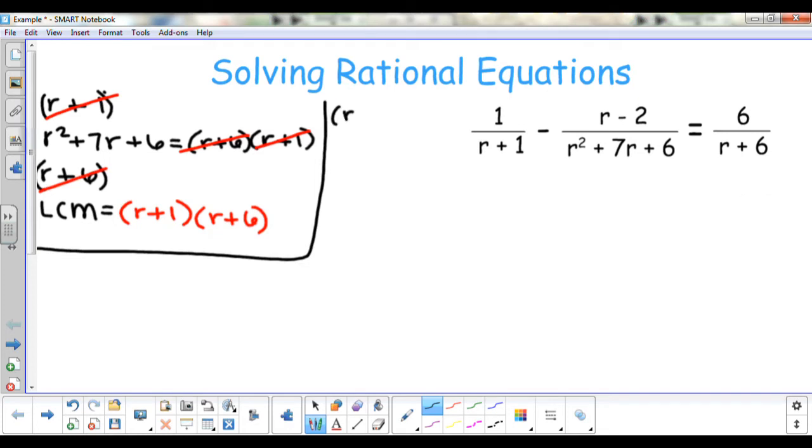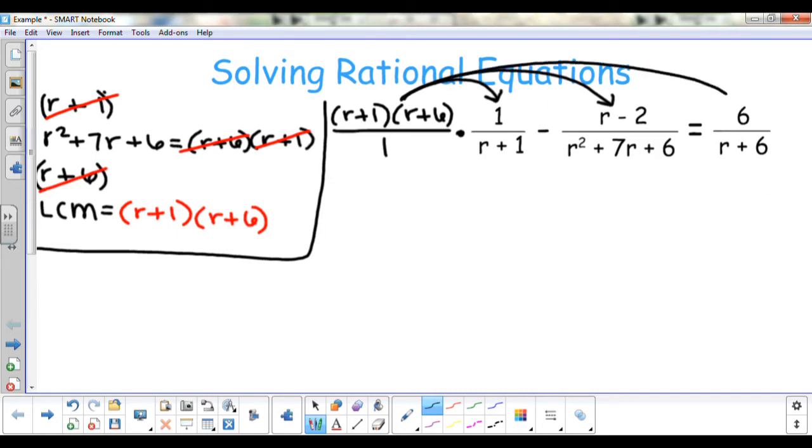So I'm going to use r plus 1 and r plus 6 to multiply each one of our terms by, and I multiply it with a fraction over 1. So that fraction is going to distribute to each term in my equation, so I can cancel out the denominators.